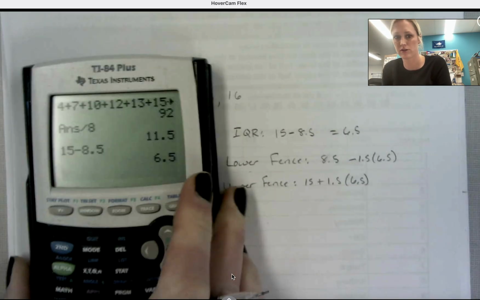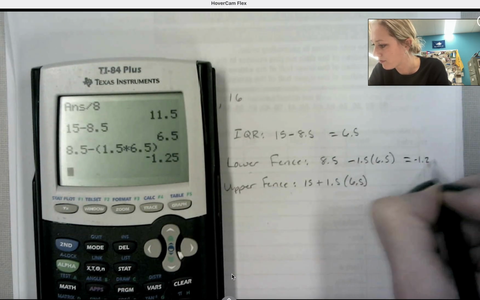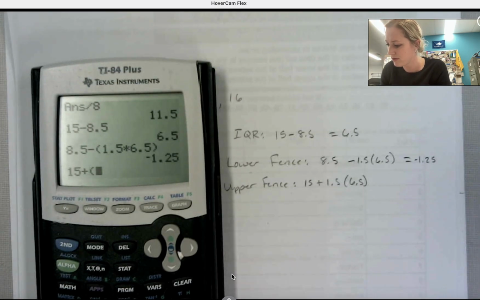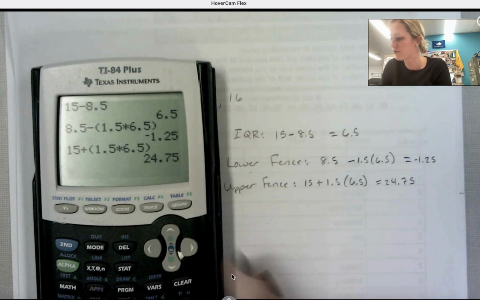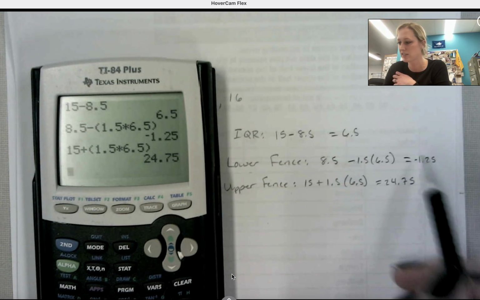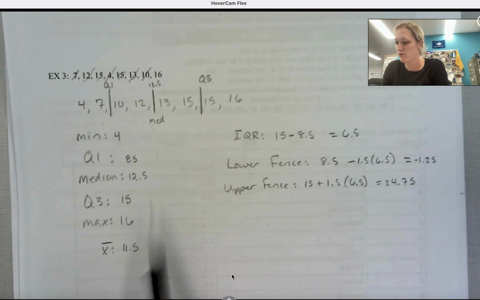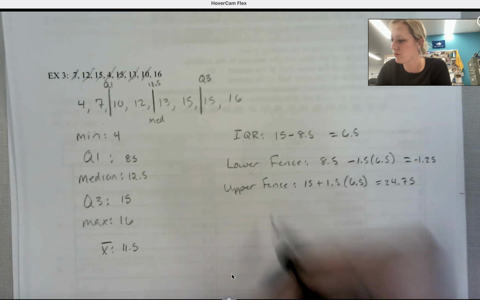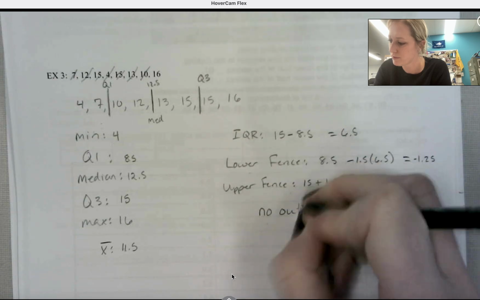Okay, so let's go ahead and do some calculating. So lower fence, we had 8.5 minus 1.5 times 6.5. Okay, lower fence is negative 1.25. Upper fence is 24.75. Okay, so now do we have numbers below this in our data set and above this in our data set? So we don't. My minimum was 4, my max was 16. There's nothing outside this, so this would be no outliers as well.